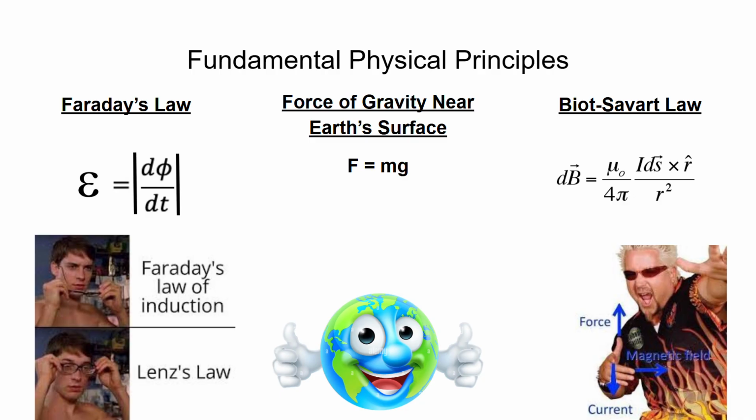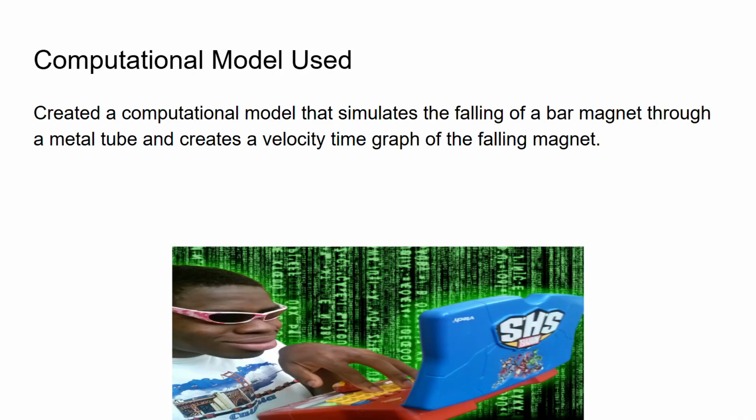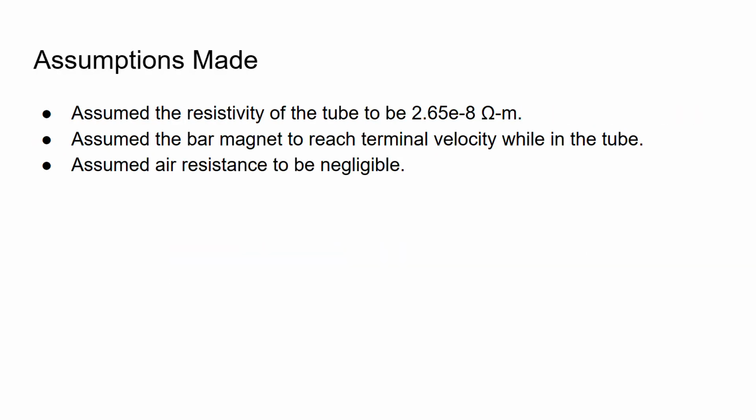Fundamental physical principles used: Faraday's law, force of gravity near Earth's surface, and Biot-Savart law. Computational model used: create a computational model that simulates the falling of a bar magnet through a metal tube and creates a velocity time graph of the falling magnet.